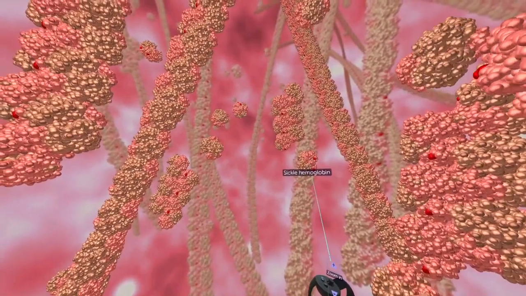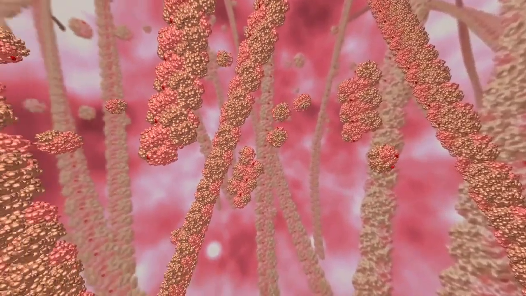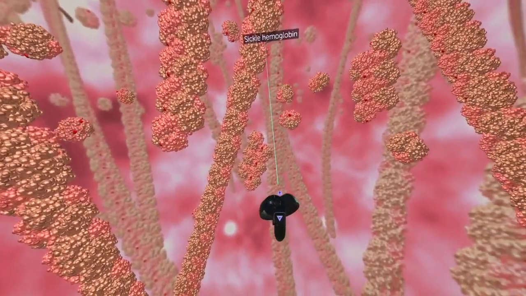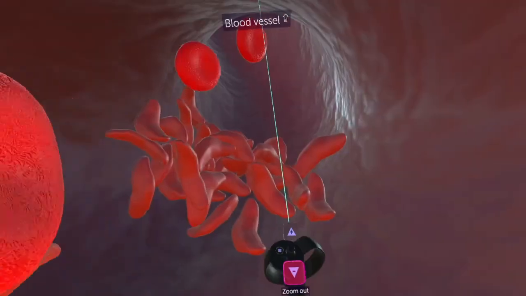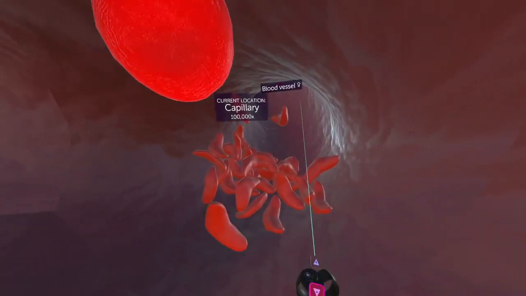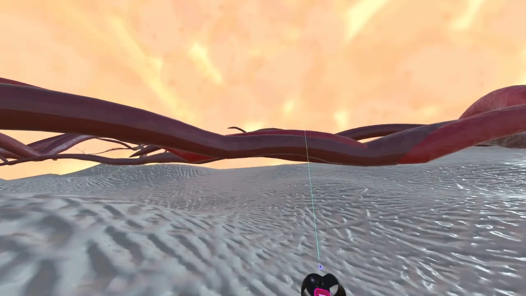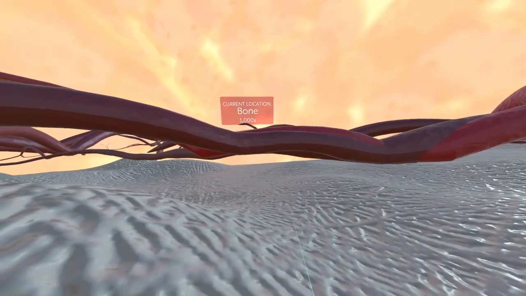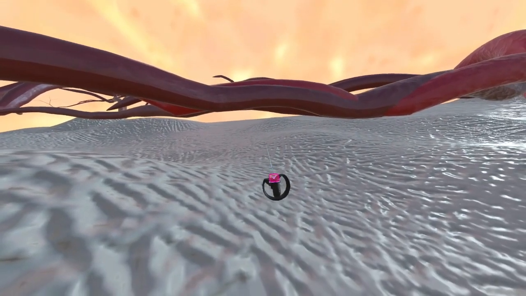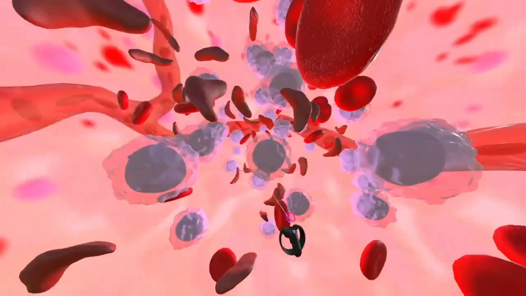So to do this, we're going to leave the sickled cell, so you're going to want to hold down on your controller to zoom back out, and then let's go out one more time, because we want to go to the bone marrow, and bone marrow is inside your bones. So let's zoom into the bone and look around.